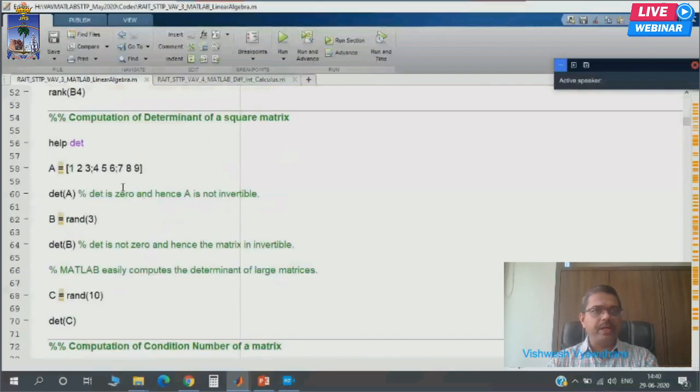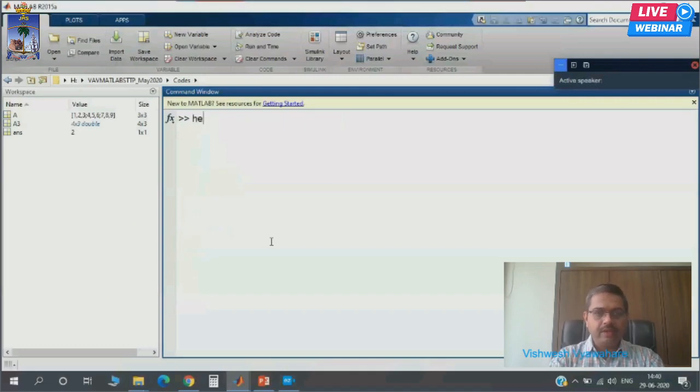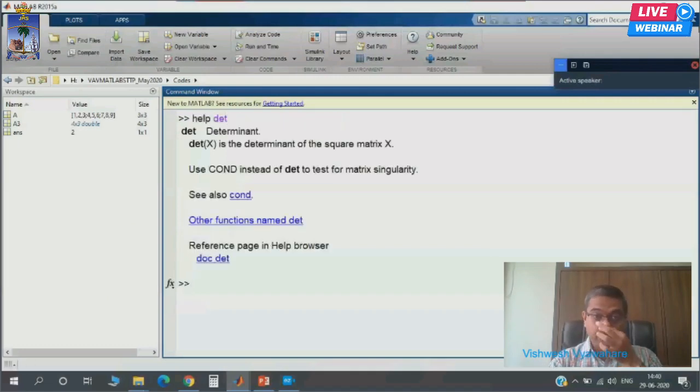Now how do you compute the determinant of a square matrix? Very simple. The command is help det. This is the command which is used to calculate the determinant of a matrix, of a square matrix.